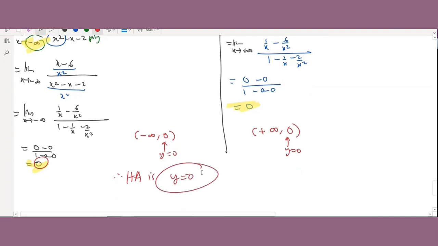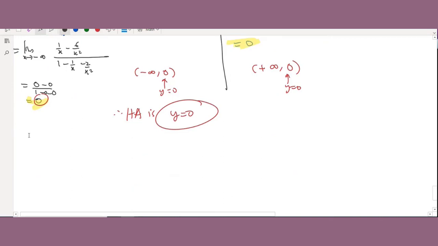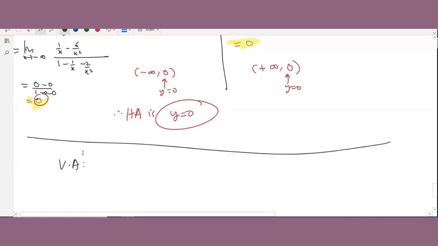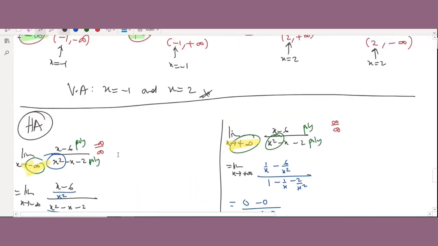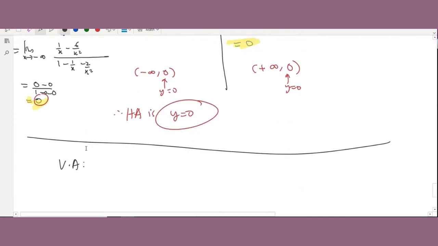Then combine, join all the asymptotes. Therefore, for this function, the vertical asymptotes are x is equal to negative 1 and x is equal to 2. The horizontal asymptote is y is equal to 0. Okay, that's it for number 13.